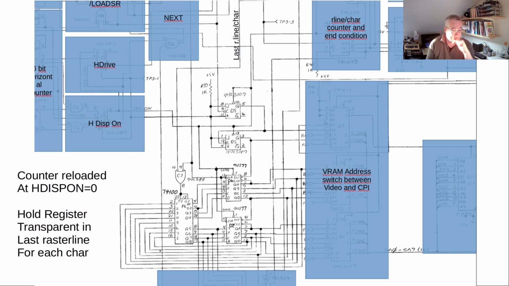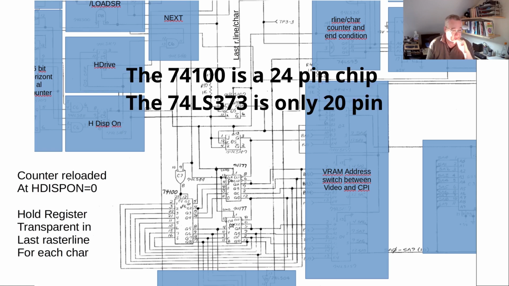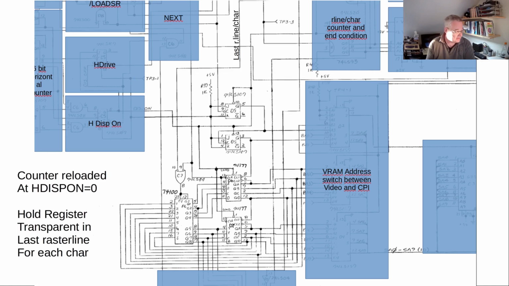And here we have the load register. This is actually replaced with a more modern 373 or similar part in the follow-up model. Here it's a 74-100, which is a transparent latch. And it's transparent when the last raster line counter for each character is coming in down here, and we have the next value. That next signal is there because that is when everything has to be reloaded or restarted from zero.